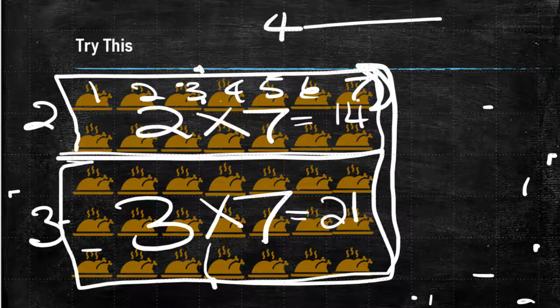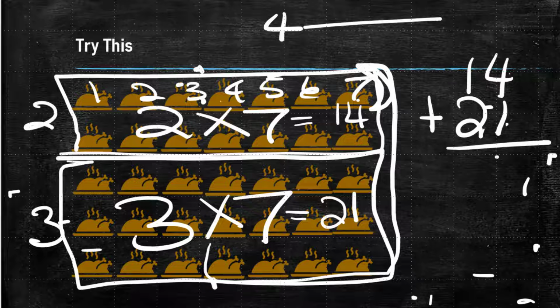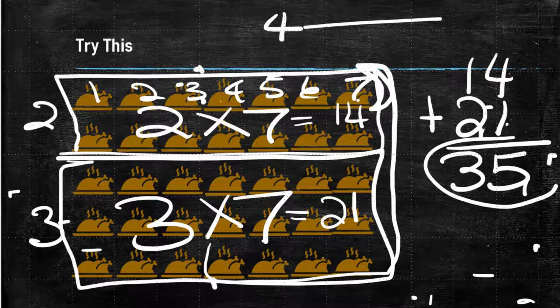So let's add 14 plus 21. 4 plus 1, that's 5. 2 plus 1, that's 3. Like it's math magic. 35. Again, every time, no matter how I break apart my array, I will still get 35. So let's go ahead and go through the other problems.